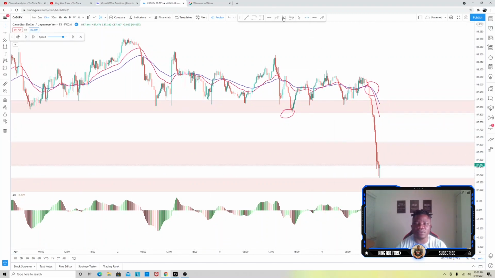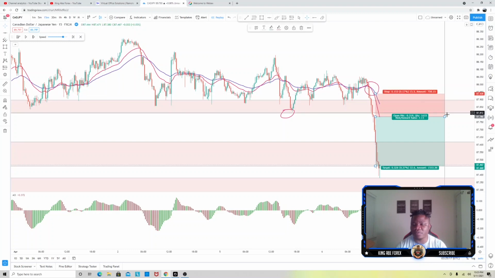Now let's see what our risk to reward ratio was. We got in the trade right over here and got our take profit right here. Take profit was for 32 pips, and we could have set our stop loss right above the 50 EMA, let's say 15 pips. Our risk to reward ratio was 2 to 1.